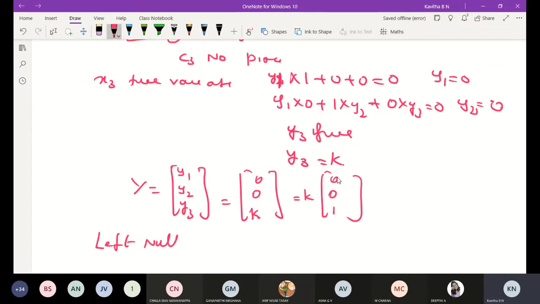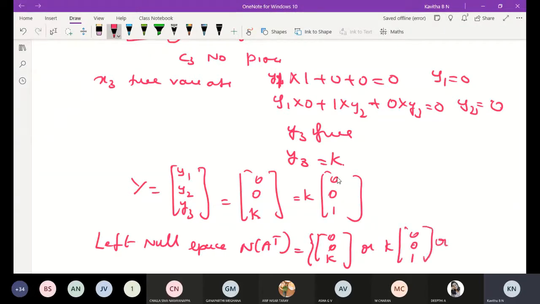Left null space N of A transpose is equal to k into 0, 0, 1, or 0, 0, 0, 1. This is the required answer.